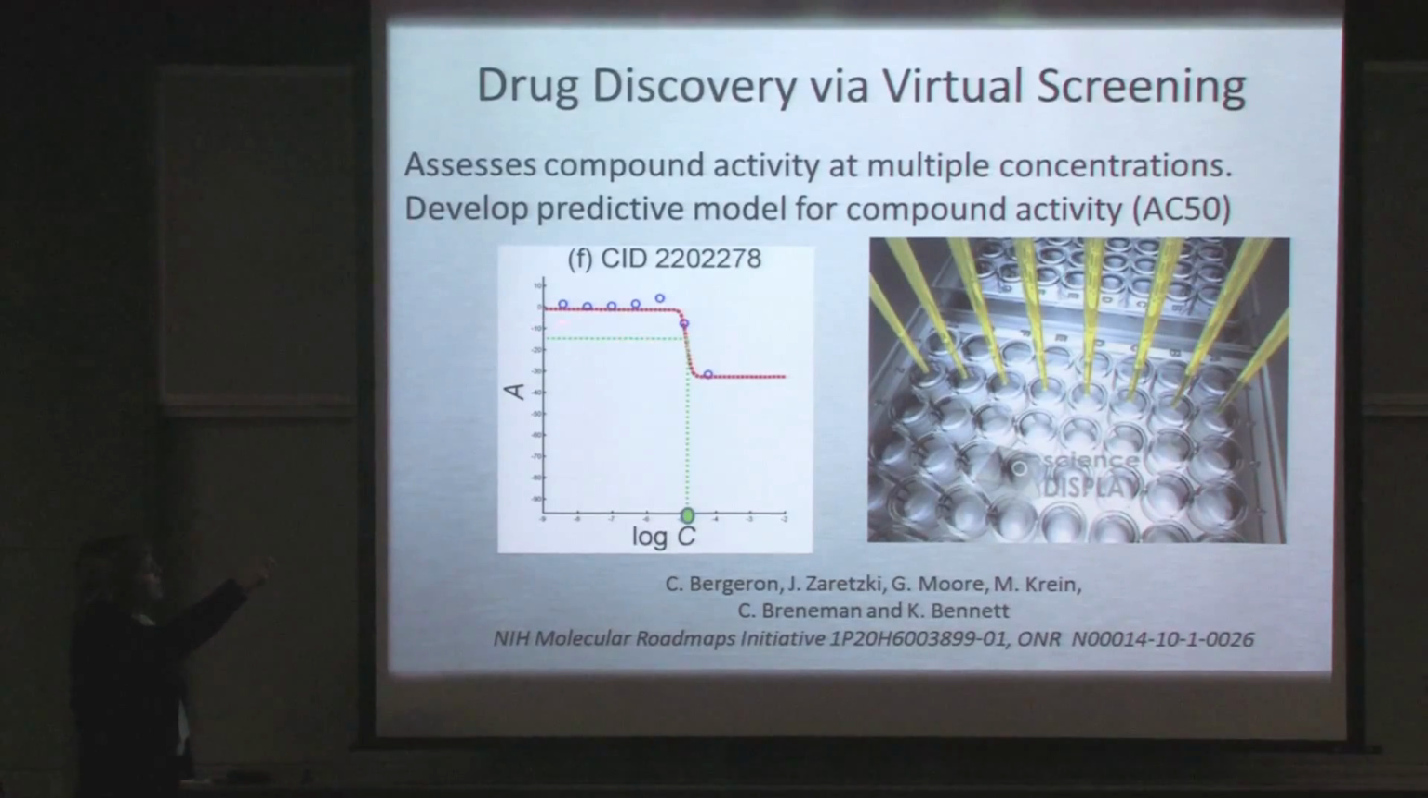So they measure multiple concentrations, so you're fitting this data, and you fit the data here, and you find the log AC50, it's called, right here, it's called the AC50. So you just want to predict this.